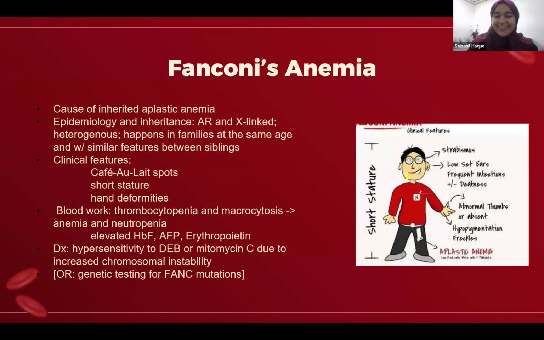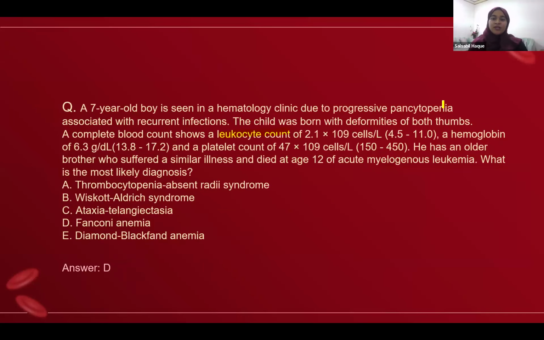Oh, okay, never mind. The slide's here. So in Fanconi's anemia, the main features are definitely short stature and hyperpigmentation. Let me change the slide. I want to ask you: what is a characteristic hyperpigmentation or spot that you can see in Fanconi anemia?